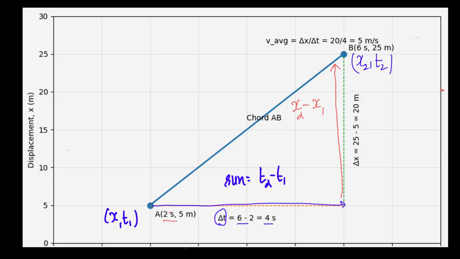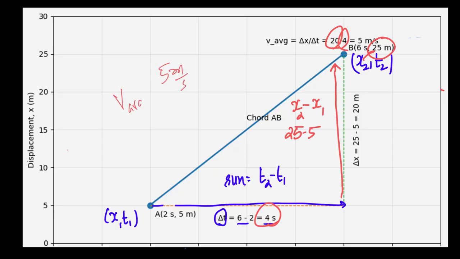Oh, I think the coordinates are written in an incorrect way. My bad. x2 should be 25, right? So 25 minus 5, which is 20, and delta t is 40. Therefore, 20 by 40 is 5 meter per second.